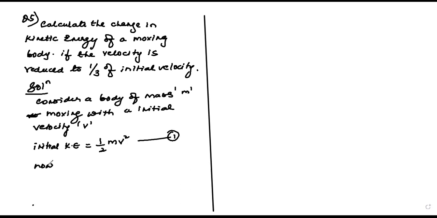Now, please have a look here. Now, what is the condition now? The velocity is reduced to 1/3 of the initial velocity. 1/3 of the initial velocity. Got it? That means 1/3 of the initial velocity, children.